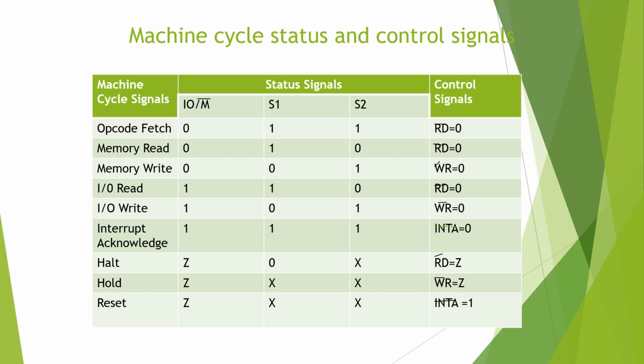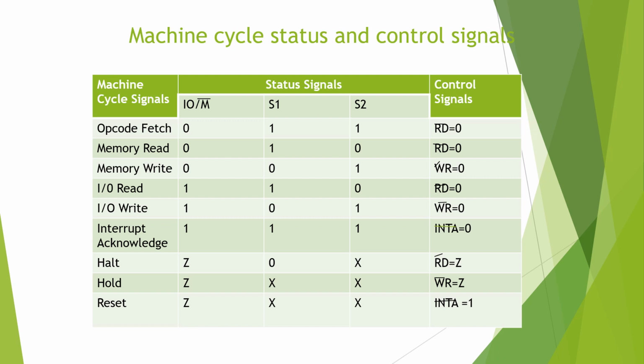When control signal WR equals 0, that is when it's active low, it indicates that the data on the data bus are to be written into the selected memory or output devices. When control signal RD is active low, that is when it's equal to 0, it indicates that the data from the selected memory or input devices are to be read into the data bus.